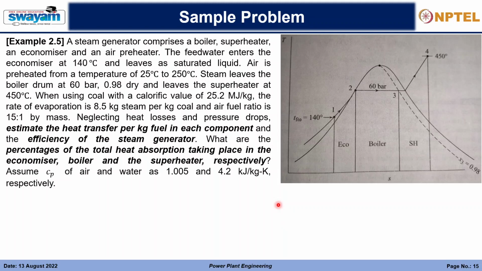This is a very straightforward problem. There is an economizer, boiler, superheater. You will just have to estimate the heat transfer per kg of fuel in each component, and the efficiency of the steam generator, then the percentage of total heat absorption taking place in the economizer, boiler and superheater respectively. All the data are given. The unknowns can be taken from the steam table, so I think there will be no problem, I hope. And if there is, I will solve this problem in the next live session.